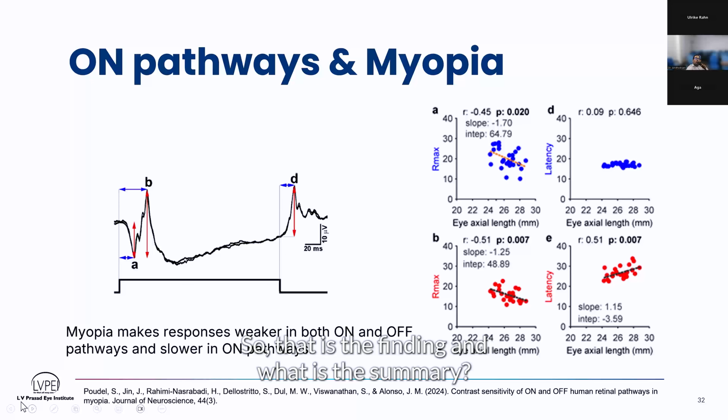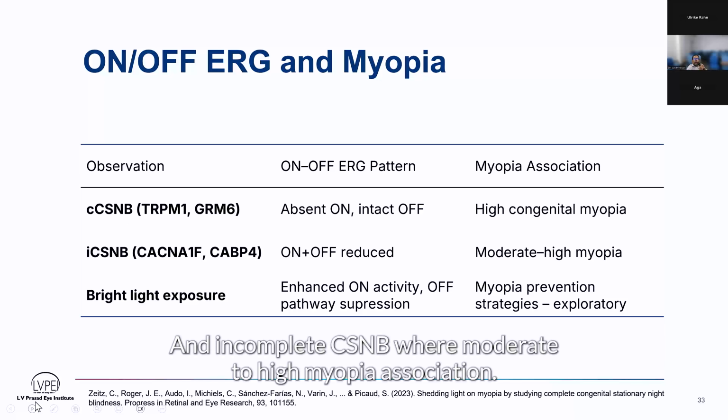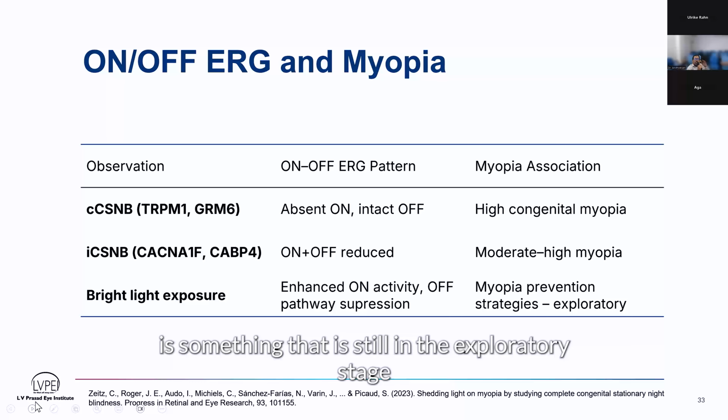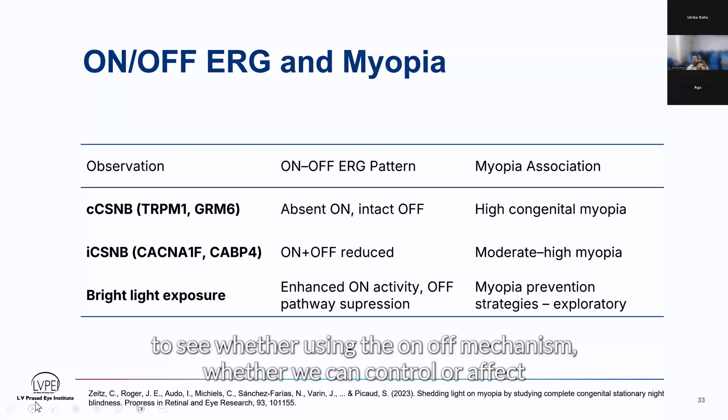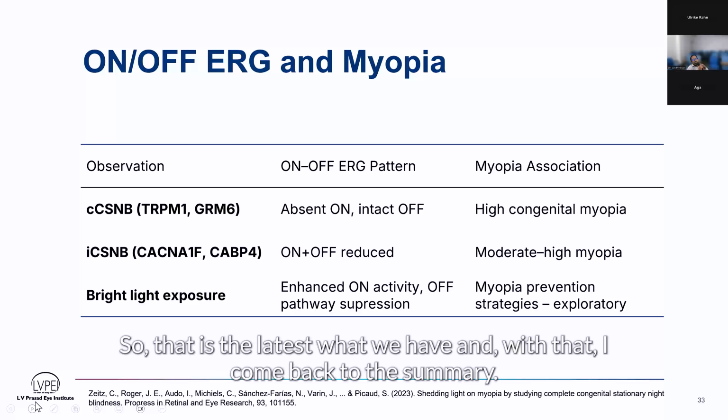And what is the summary? In cases of complete CSNB, we have a high myopia association, and in incomplete CSNB, a moderate to high myopia association. Bright light exposure, with enhanced on and off suppression, is something still in the exploratory stage, to see whether using the on-off mechanism we can control or affect myopia progression or prevention. That is the latest of what we have.